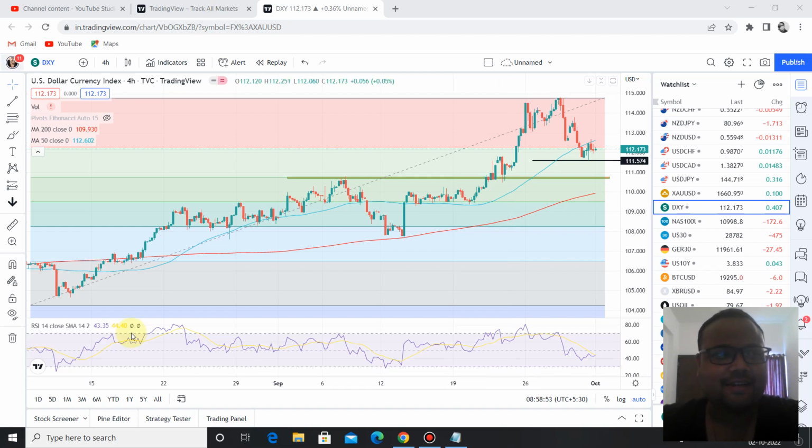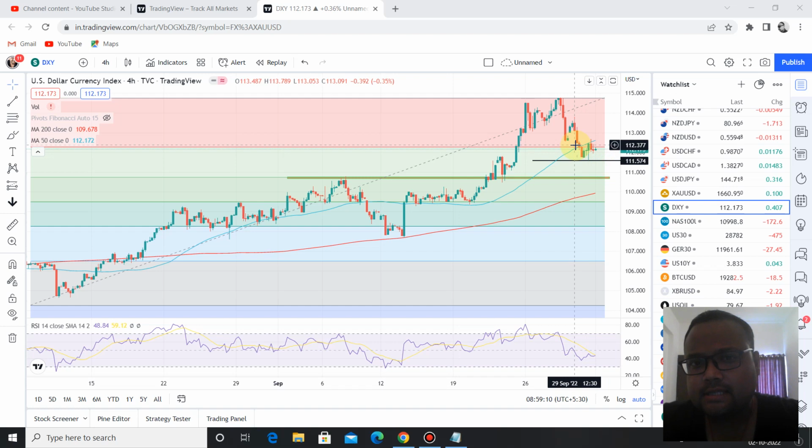So let's get started. This is the 4-hour chart of DXY, and as you can see, on Friday after this correction, DXY somehow tried to take some support and it's trying to go up again.